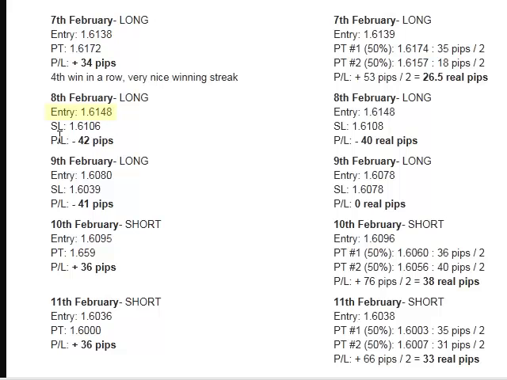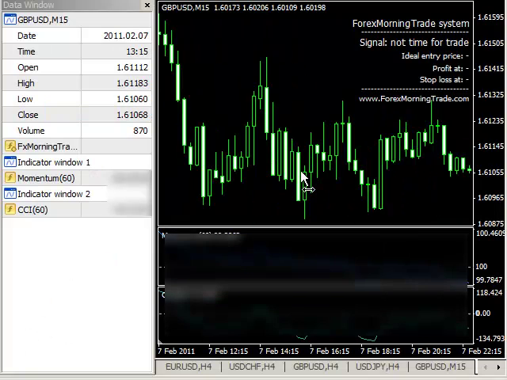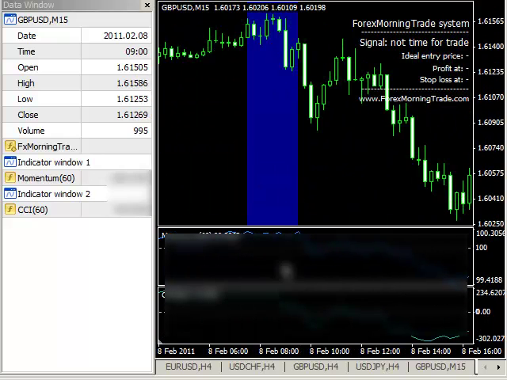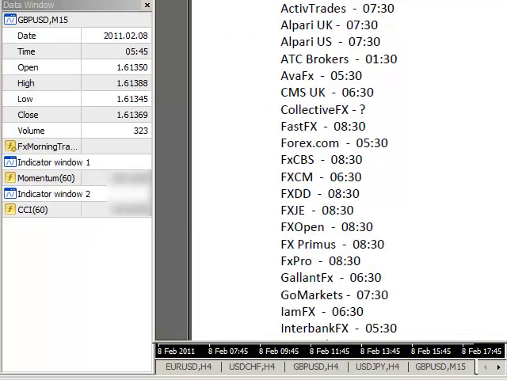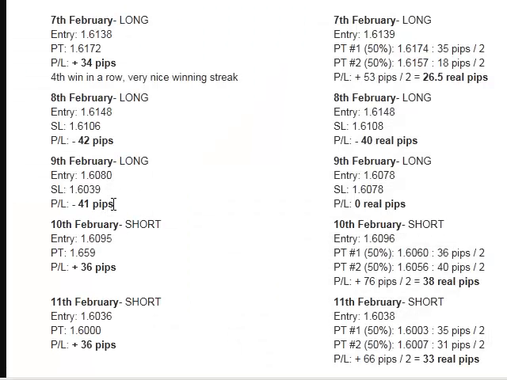So let's see what happened. Entered at 1.6148. Up here we see the entry point. It opened at 1.6146. Went up a little bit, but then it went against us. So we lost on that one. Then again on the 9th, another long trade and another loss.